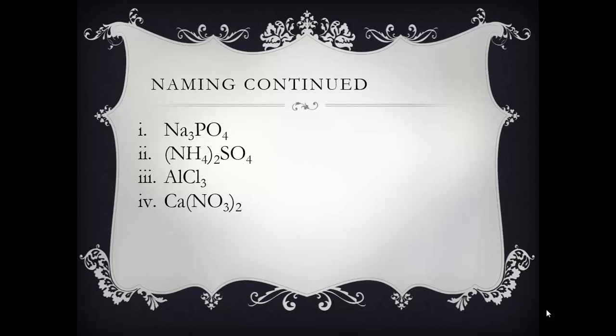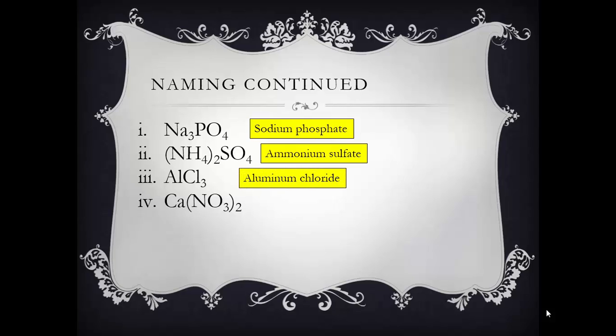Naming continued, more practice, making sure you know the names, so you should be able to look at it and name it, and that's sodium phosphate. NH4 is your polyatomic that's only a positive charge, so it's ammonium sulfate. AlCl3, you have aluminum chloride. And then number 4, you have calcium, and NO3 is nitrate, so it's calcium nitrate.